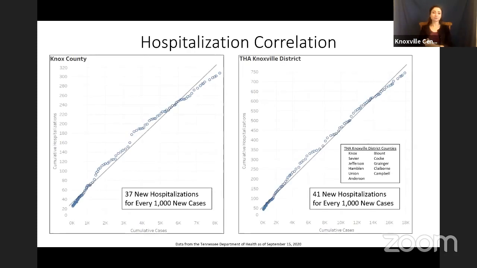Next slide, please. So the hospitalization correlation to cases looks similar. No big news here. If you look at the district on the right, those circles are closer together, meaning the correlation in the upper right of that graph is potentially stronger, which you would expect because the district as a whole has less of the younger age group than Knox County specifically does right now. And we know the younger are less likely to be hospitalized.